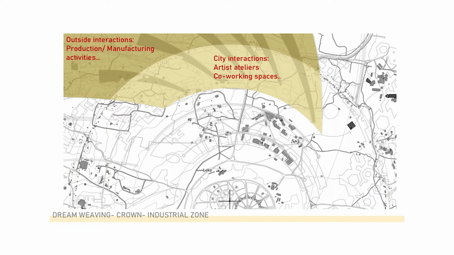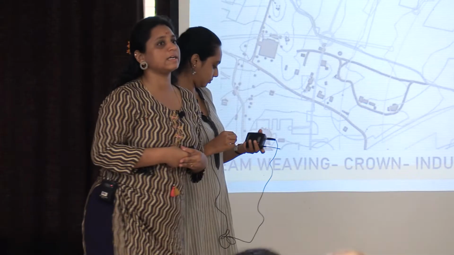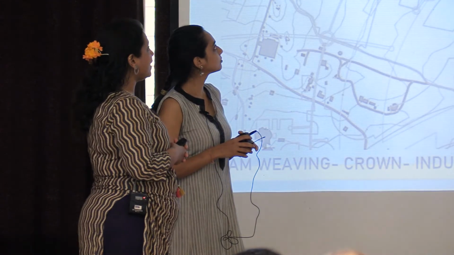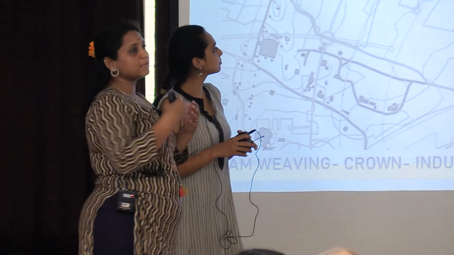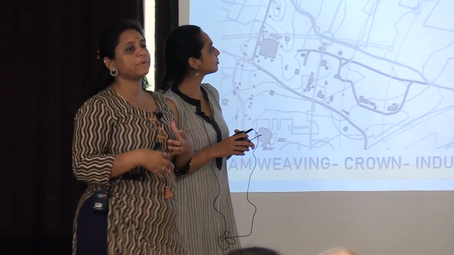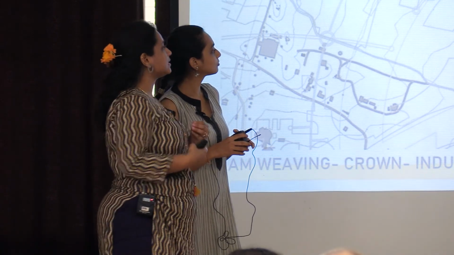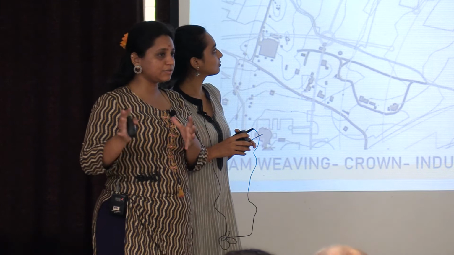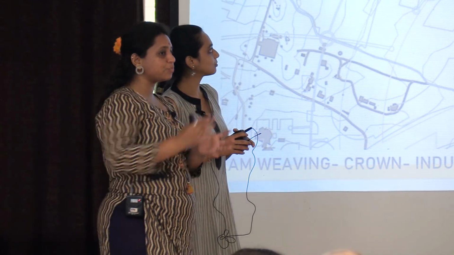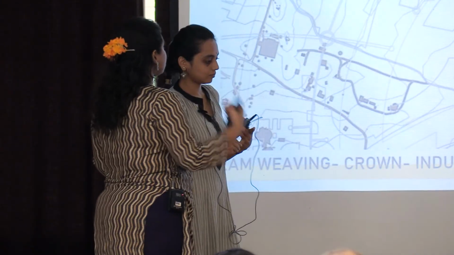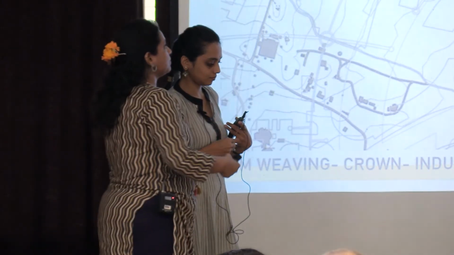Yeah, so this is again a recap of the previous one. This is where we start coming back to the idea of the industrial zone and strengthening it. We spoke about how the inner part of the industrial zone could be more of the quieter activities and the city interactions, the artist ateliers, the co-working spaces, taking the center, towards the center of the city, and towards the outside could be the interactions with the outside world. That would mean the manufacturing units, the production, and those kinds of activities happening outside.